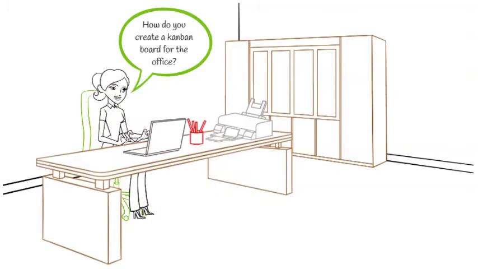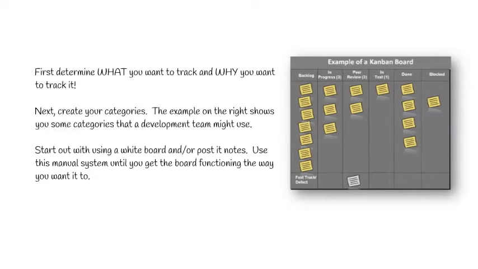How do you create a Kanban board for the office? First, determine what you want to track and why you want to track it. Next, create your categories. The example on the right shows you some categories that a development team might use. Start out with using a whiteboard and/or post-it notes. Use this manual system until you get the board functioning the way you want it to.